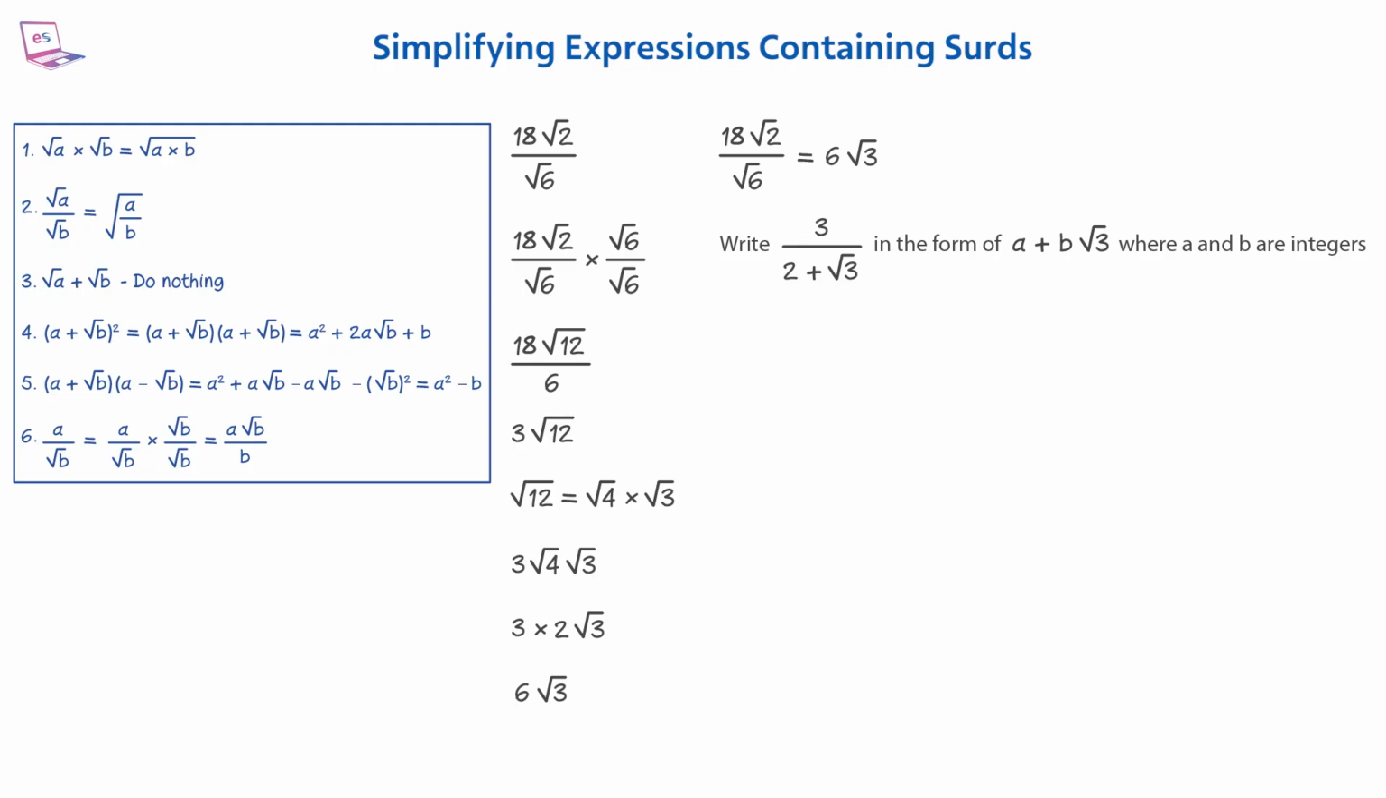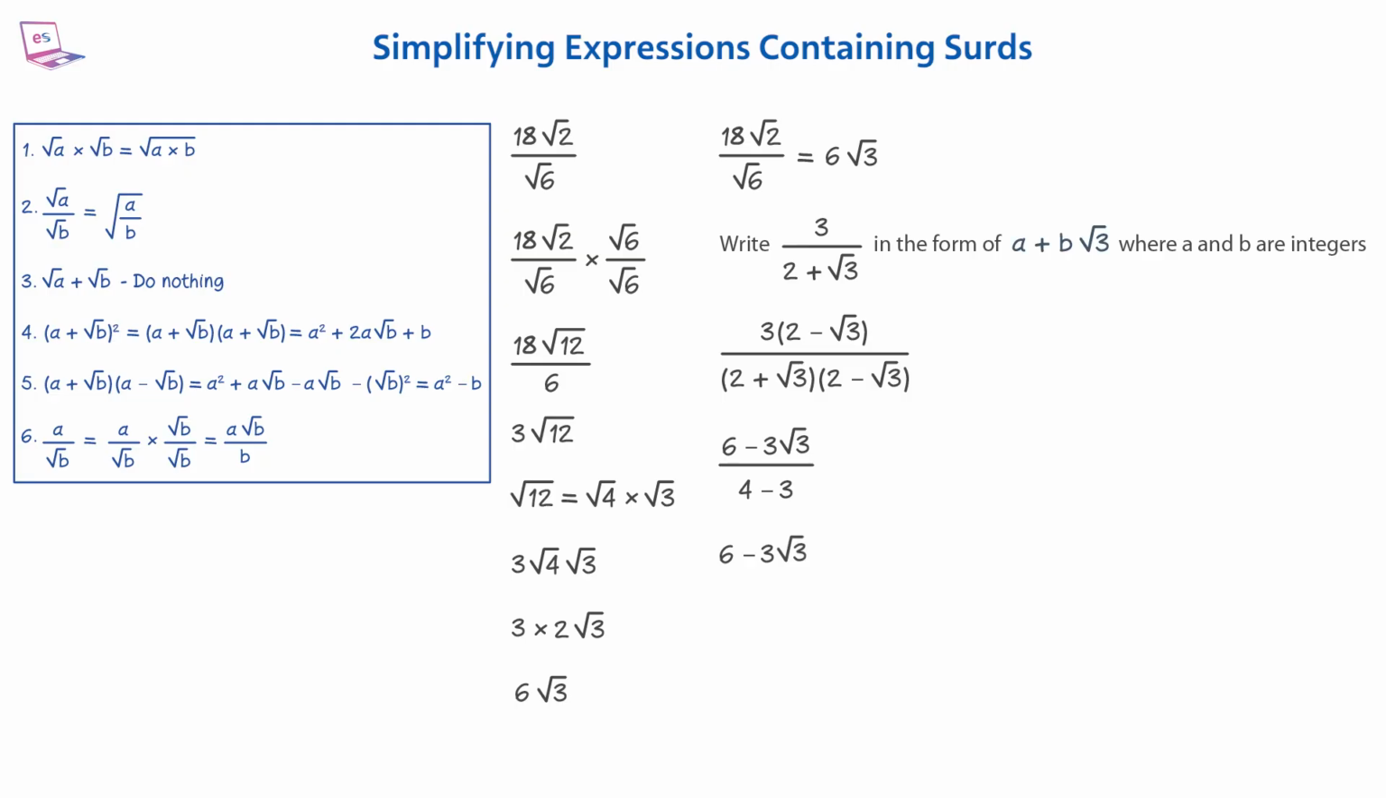It can be done by applying Rule 5, which is a plus root b times a minus root b equals a squared minus b. This is called rationalizing the denominator. So, you need to multiply the numerator and denominator with 2 minus root 3, then we get 6 minus 3 root 3 over 4 minus 3. 4 minus 3 equals 1 and the term becomes 6 minus 3 root 3.